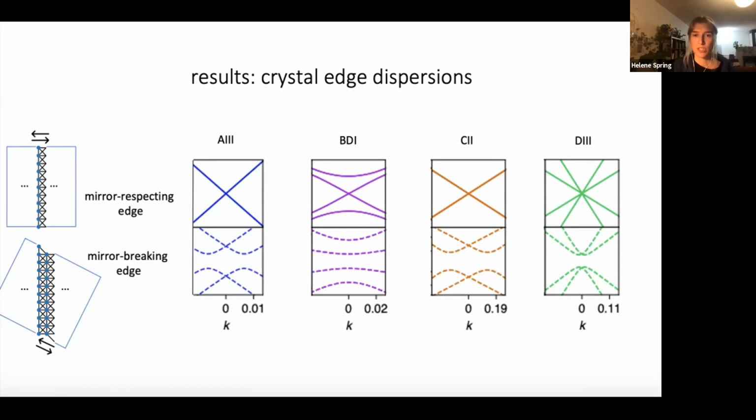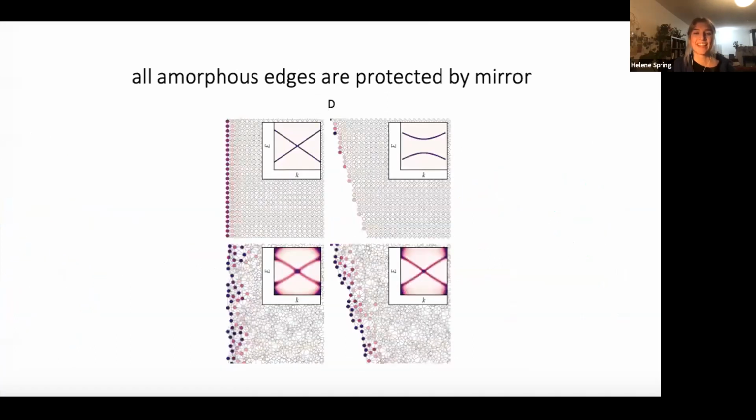Now, the second part of our test involves our amorphous systems, and we expect all the edges to have average mirror symmetry, so all the edges should be protected. This local density of states and spectral function simulation show that this is indeed the case. The orientation of the edge has no effect on the edge modes of the amorphous system, unlike the crystal. So it looks like we found topological phases in amorphous systems protected by mirror symmetry.